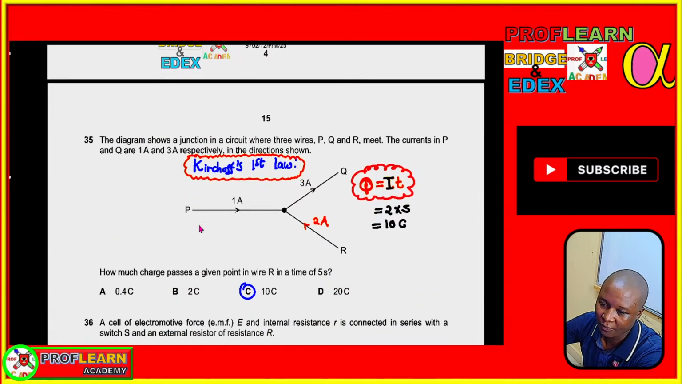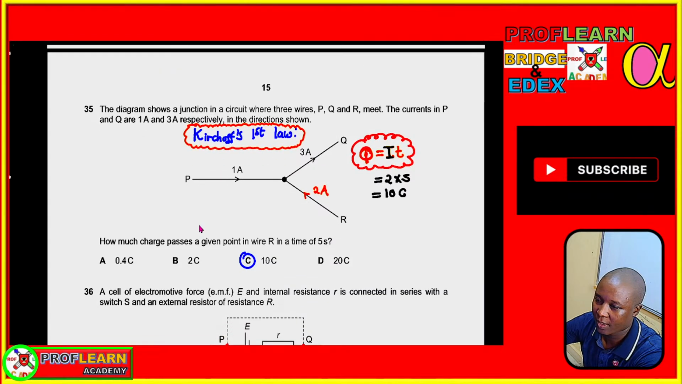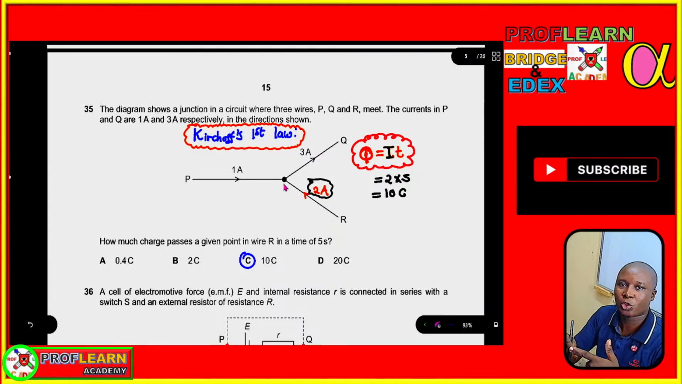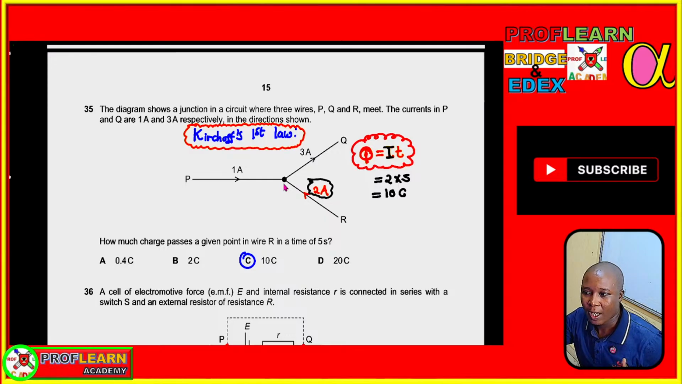In question number 35, the diagram shows a junction in a circuit where three wires P and Q meet, and the currents in P and Q are 1 ampere and 3 amperes. So 1 ampere is flowing here and another 3 amperes flowing there, meaning the current moving from this end to join is 2 amperes, so that the current going into the junction is equal to the current getting out of the junction, according to Kirchhoff's first law. This is the law of conservation of charge.